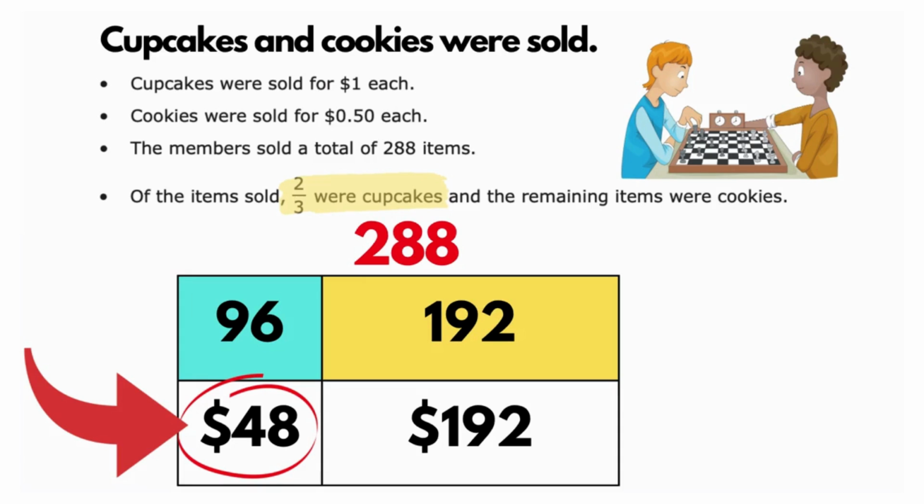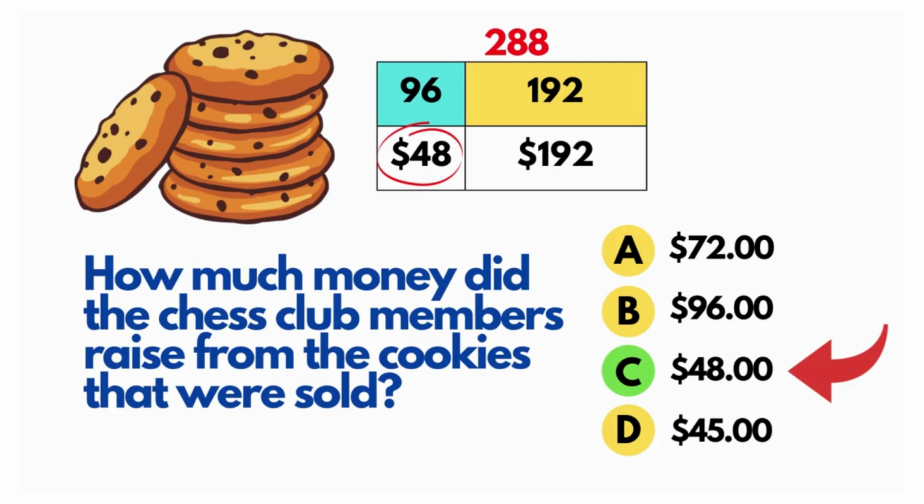So let's go back and look. We broke that down into 2/3, just fractions. How much money did the chess members raise from the cookies that were sold? $48.